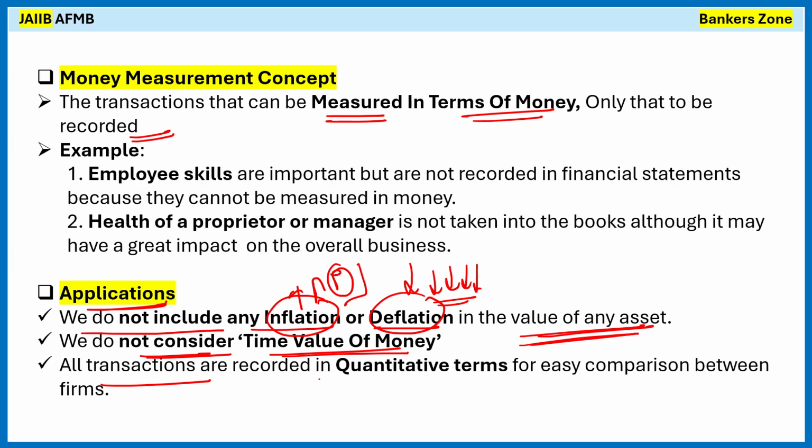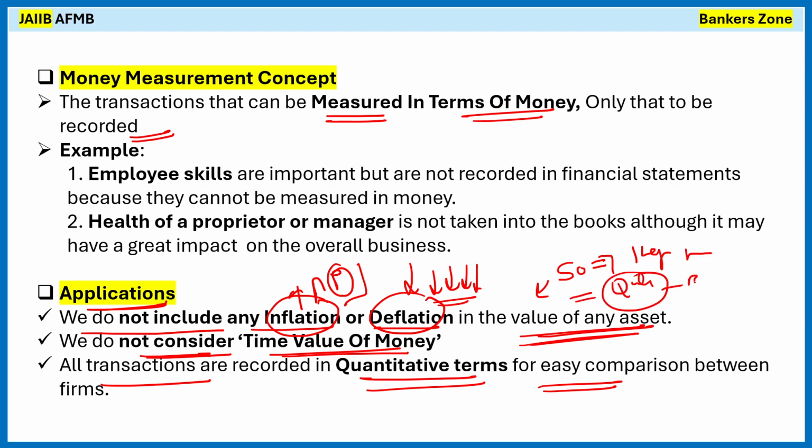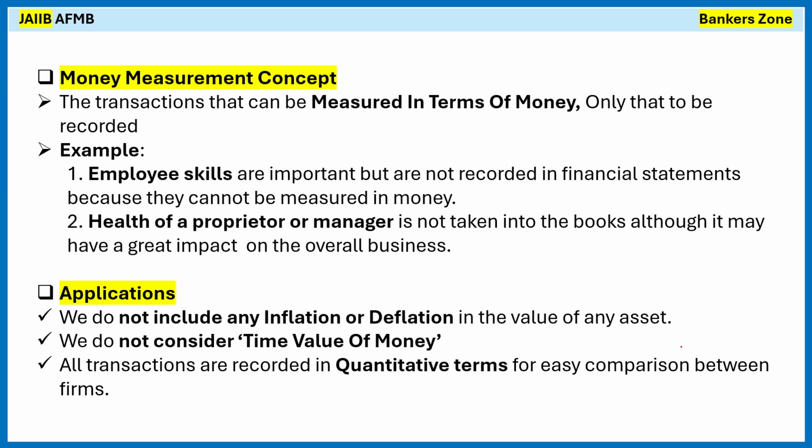All the transactions are recorded in quantitative terms and not qualitative. For example, I have spent 50 rupees to purchase 1 kg of rice. That I will record in the books of account, but I will not record the quality of the rice which I have purchased, whether it is basmati rice or kollam rice. That means only the quantity is recorded, not the quality. Okay, so what is the key point here? In the money measurement concept, you only have to remember that the transactions which are measured in terms of money can only be recorded.